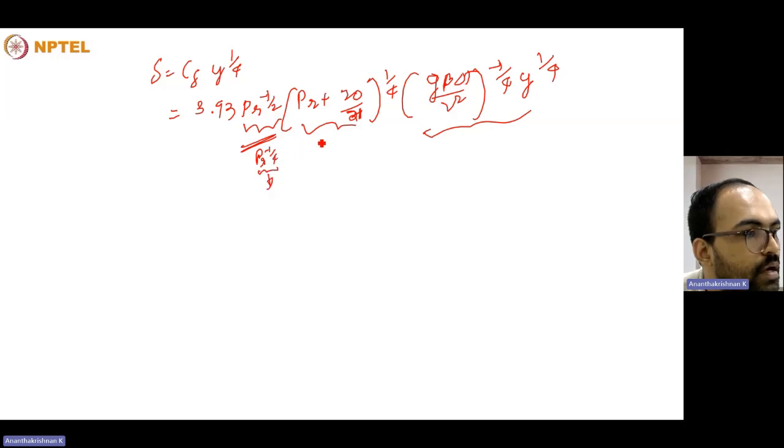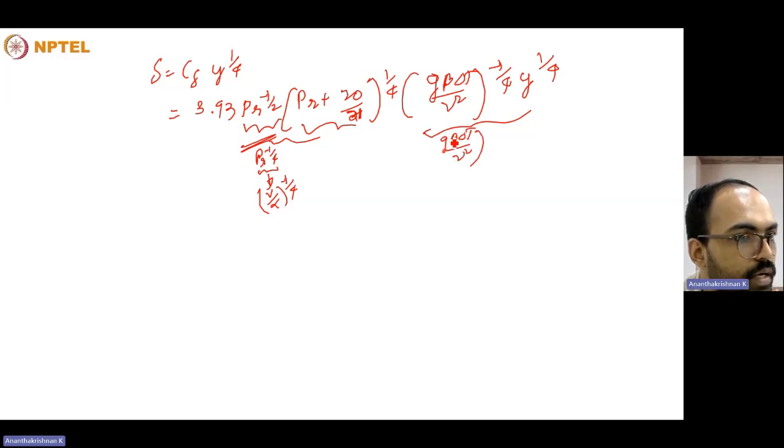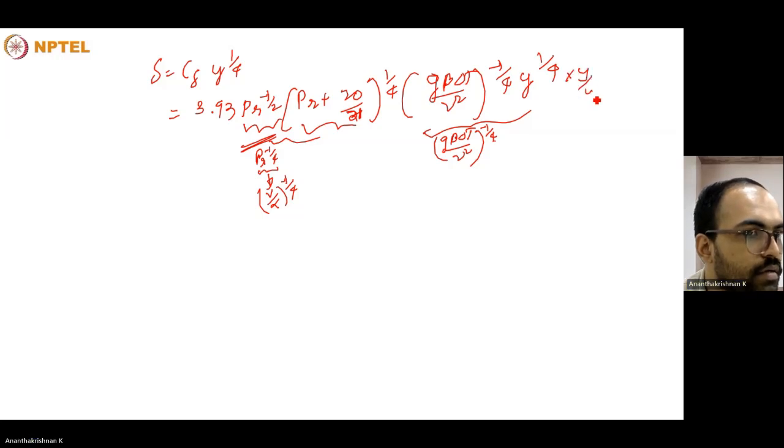So Prandtl number is equal to nu by alpha, the momentum diffusivity to thermal diffusivity. Then this will be g beta delta T divided by nu square raised to minus 1 by 4. And if you want to divide it by y, you can actually multiply and divide it by y. So take this y to the left hand side. This is just a mathematical manipulation for simplification of the problem. 3.93 and take the Prandtl number outside. So you'll get it in the form of Prandtl number raised to minus 1 by 4.